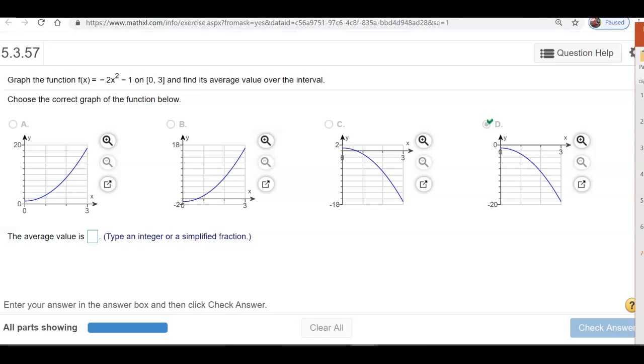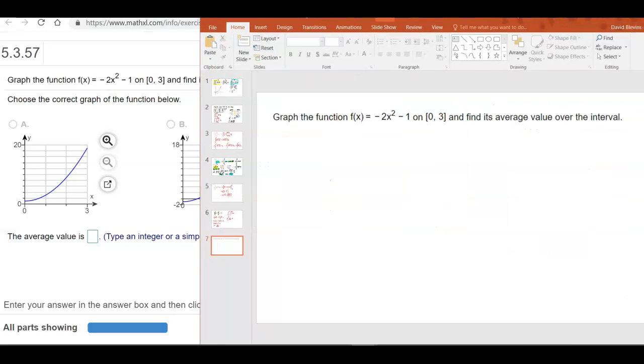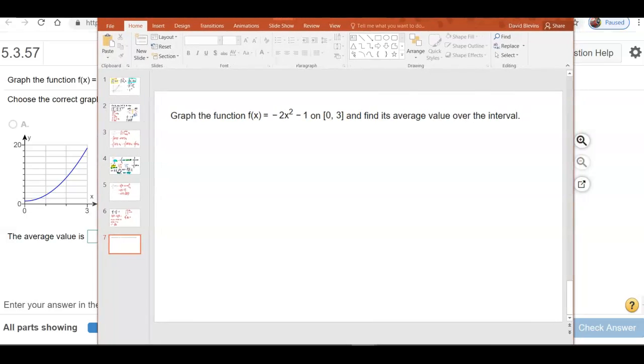Alright guys, let's look at this problem dealing with the average value of a function on an interval. So I've got the same function written over here. I'm just going to show you the work. So the formula for the average value of a function on some interval from a to b is the definite integral of that function from a to b divided by the width of that interval.